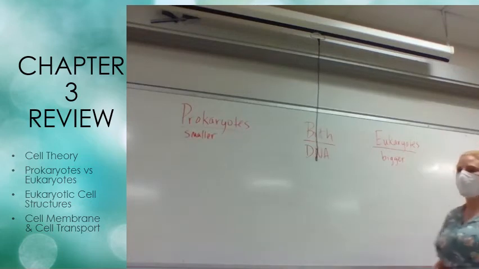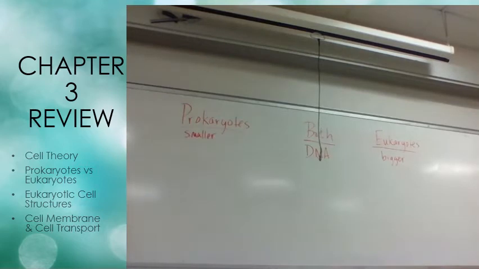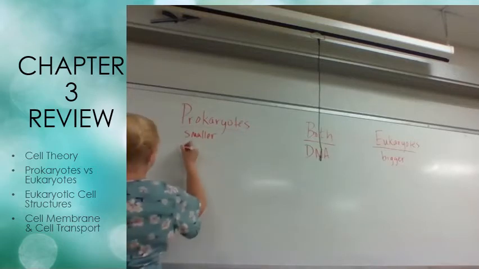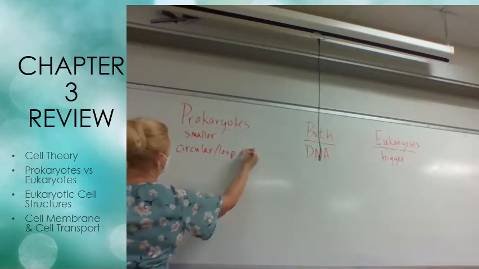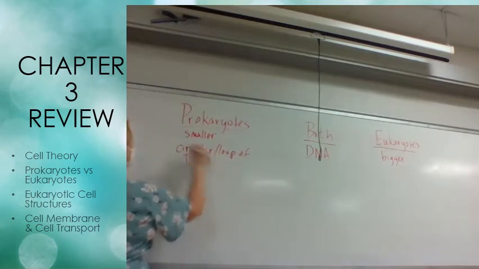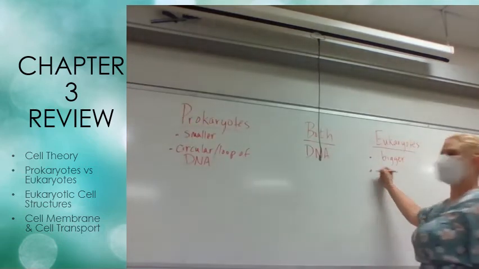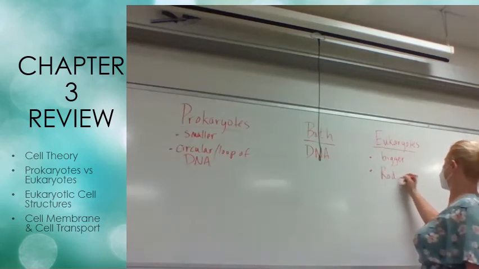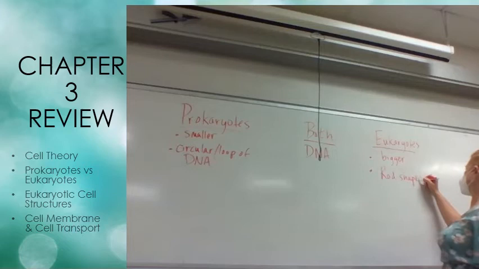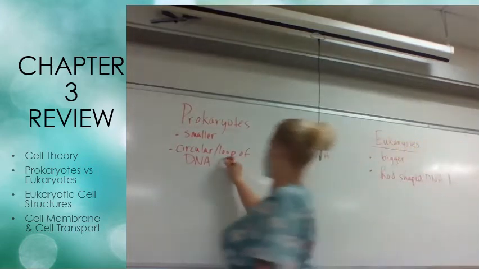Okay. So if they both have DNA, what was the shape of a prokaryote's DNA? A circle. So a single circular loop. So they have circular DNA, or I'll say loop of DNA. And then what was the shape of the eukaryote's DNA? Rod shaped. So it goes straight up and down. And this is just a single circular loop of DNA.